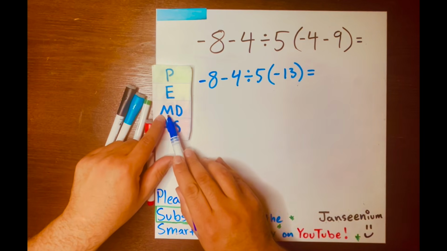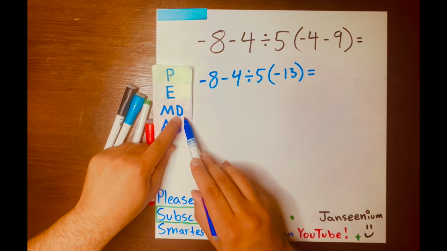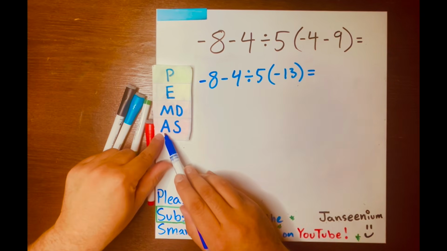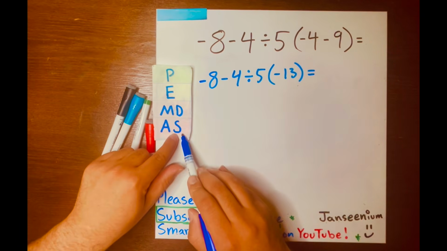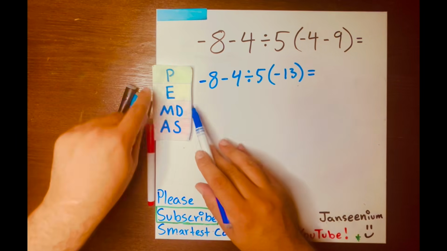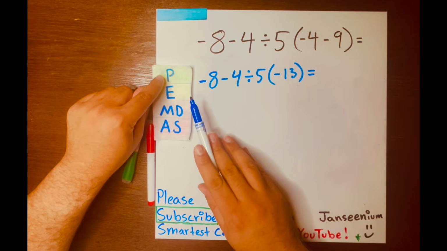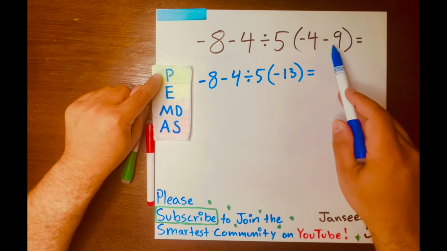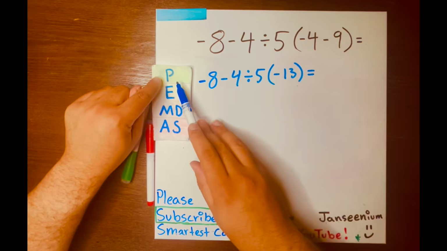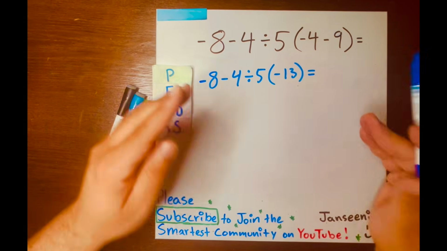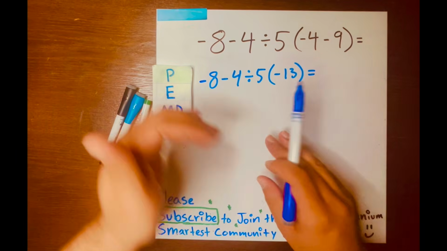M stands for multiplication, D stands for division, A stands for addition, S stands for subtraction, E stands for exponents, and P stands for parentheses. And I did start the math problem in what's inside the parentheses first because parentheses is the highest level. And you solve the math problem from left to right within each level.